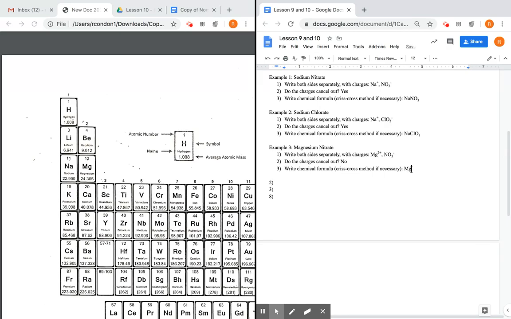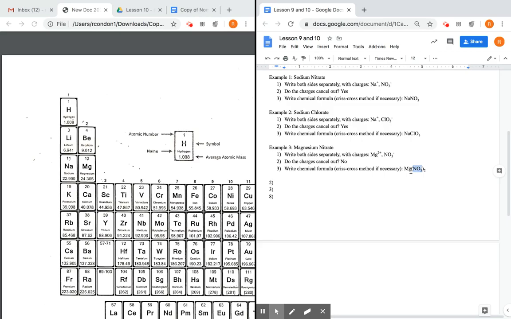Mg, there's only one magnesium because the 2 plus is canceled out by the 2 nitrates. So I'm going to put parentheses NO3, and then I'm going to end the parentheses, and then I'm going to put a 2. So what this 2 means is that we have 2 of these things.